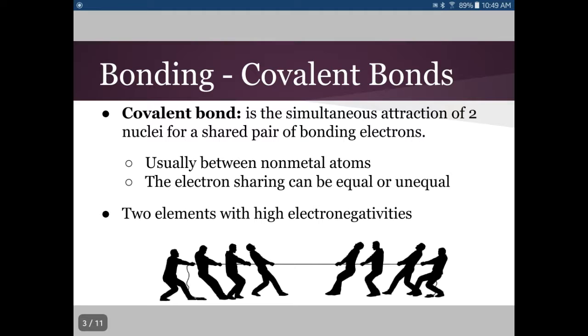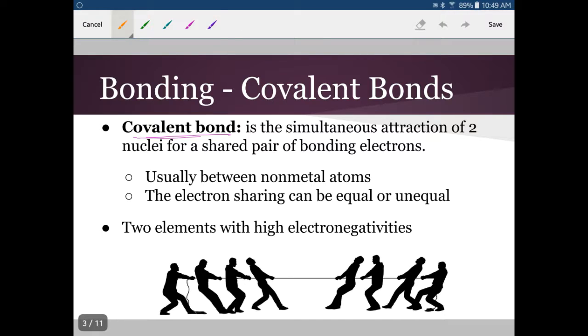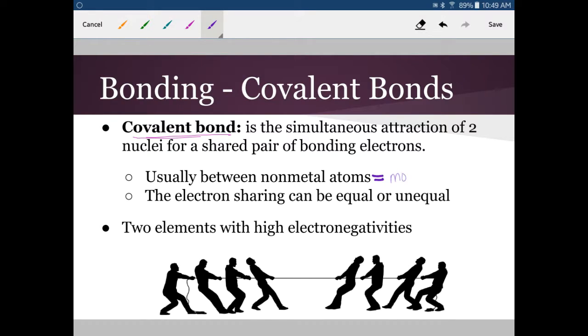So if we look at the first type of bonds, it is called a covalent bond. Now we see covalent bonds generally in molecular compounds. So we see it between two nonmetal atoms, which is the equivalent of saying that we see this in molecular compounds. So it's the simultaneous attraction of two nuclei for a shared pair of bonding electrons.